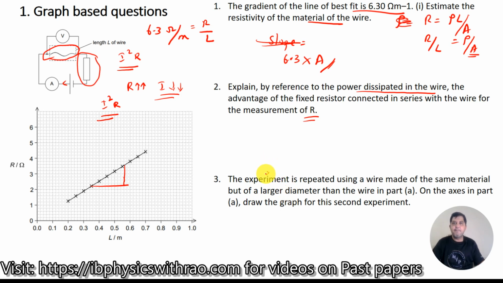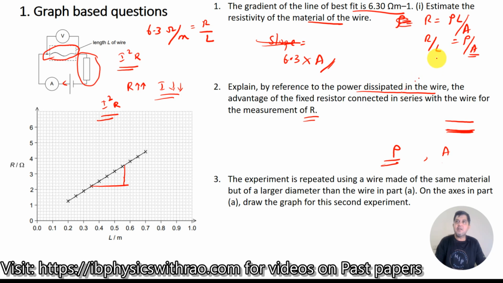Next. Experiment is repeated using a wire made out of the same material, resistivity is not changing, but of a larger diameter, which means what? Area is now increasing, which means the thickness is increasing. Initially, the wire was thin and then you made it much thicker like this. And then on the axis in part A, draw the graph for the second experiment. Now you should draw a graph for R by L for a different diameter. That's the question. Understand the question, so you will be able to answer it correctly.